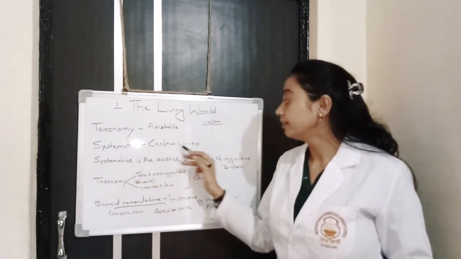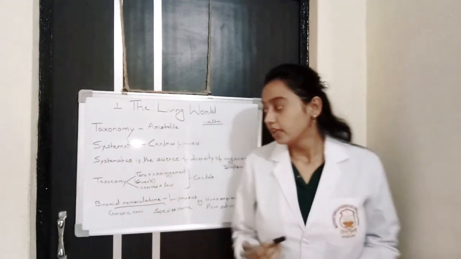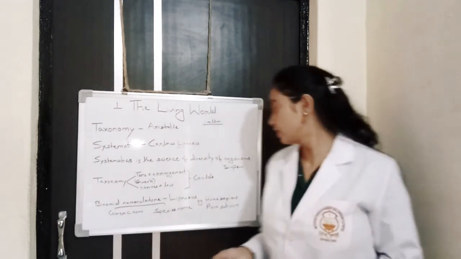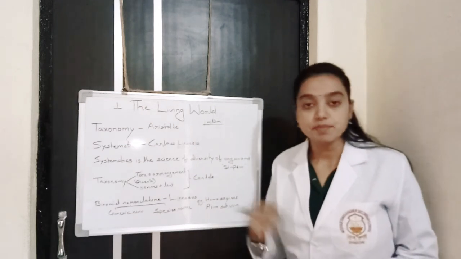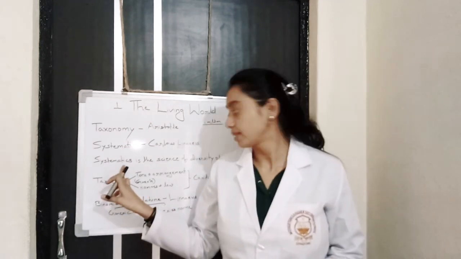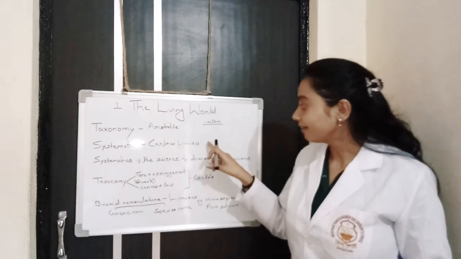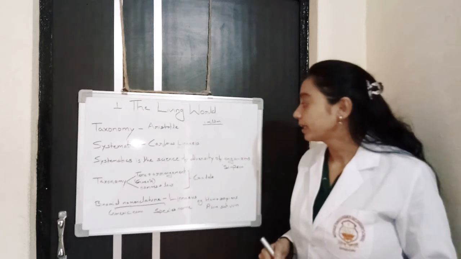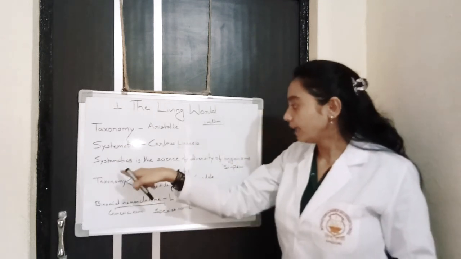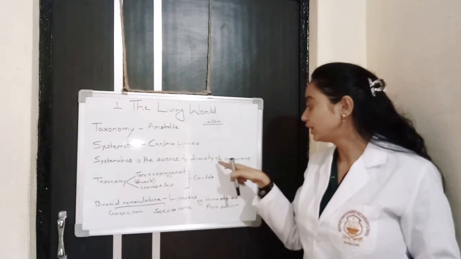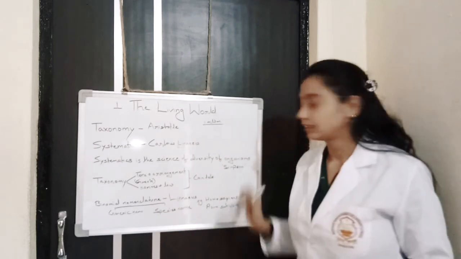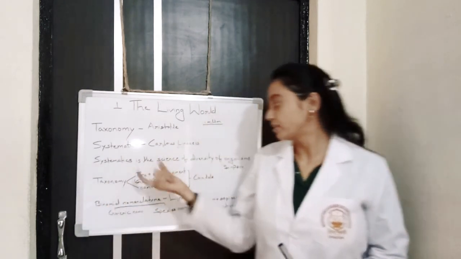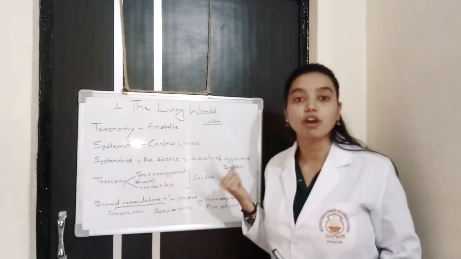And there is also a term, systematics. Systematics was given by Carl Linnaeus. Later, systematics was defined by the ecological scientist Simpson. Simpson defined the word systematics, and Carl Linnaeus gave this name in his book Systema Naturae. Systematics is the science of diversity of organisms. Simpson said about systematics in one line that it is the science of diversity of organisms.